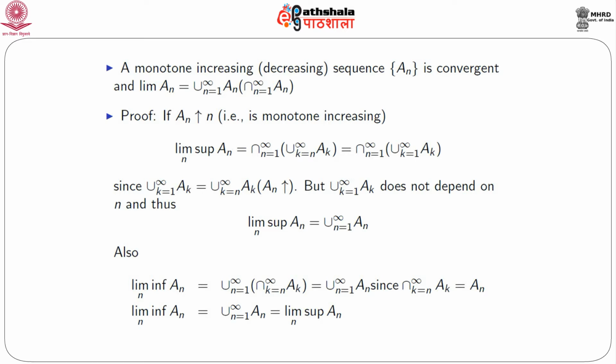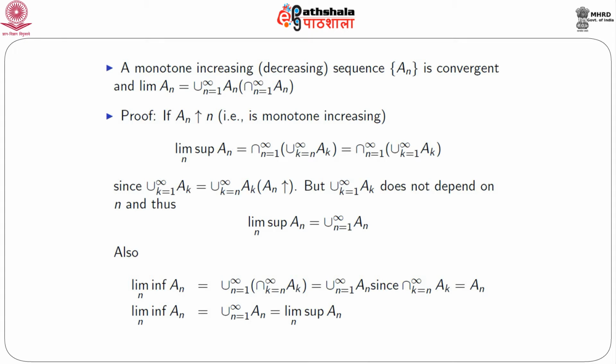Suppose that a n is monotonically increasing in n. Then lim sup of a n, by definition, is the intersection over n of the union over k from n to infinity of a k. Now, this union over k from n to infinity of a k is the same as the union over k from 1 to infinity, as a n is increasing. So, whether I am taking the union from n to infinity or 1 to infinity, it remains the same. So, this term does not depend on n. So, if I take the intersection, it will not hamper. So, the lim sup will be just its union.